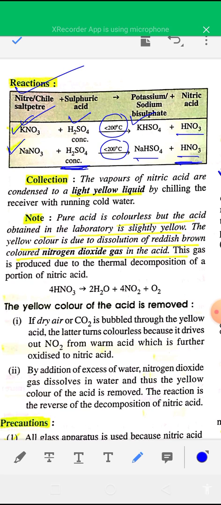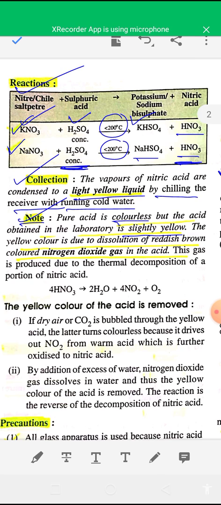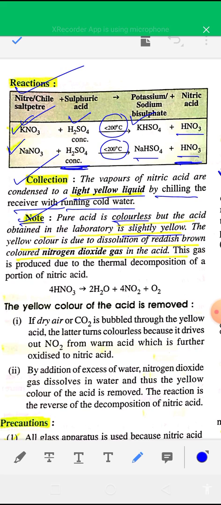Now the method of collection of nitric acid. The vapors of nitric acid are condensed to a light yellow liquid by chilling the receiver with running cold water. One note is given here: pure nitric acid is colorless, but the acid obtained in the laboratory is slightly yellow, and this yellow color is due to the dissolution of reddish brown nitrogen dioxide in the acid.